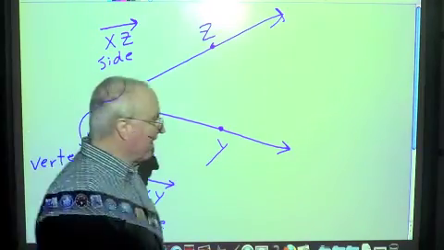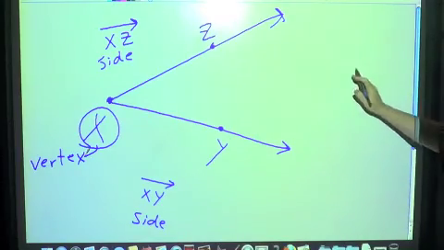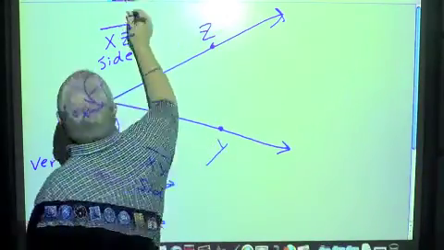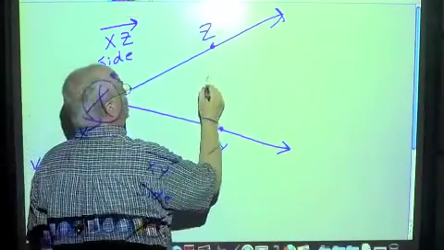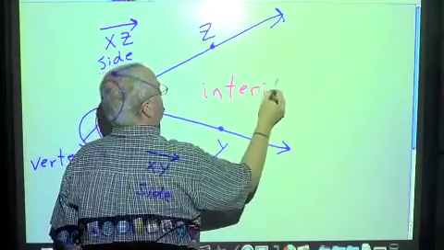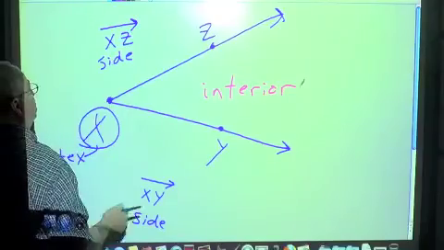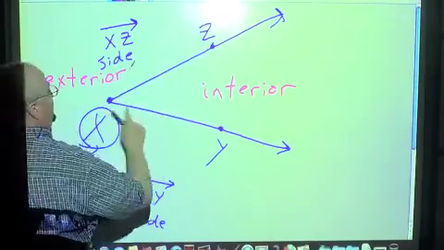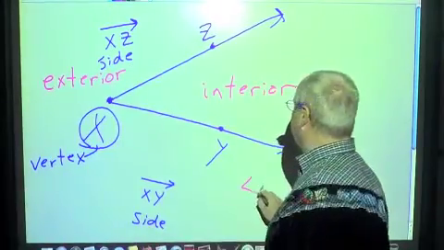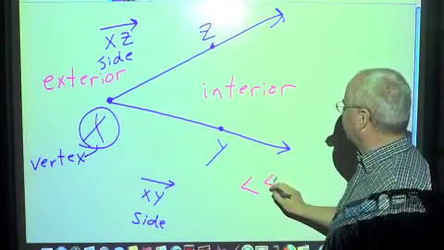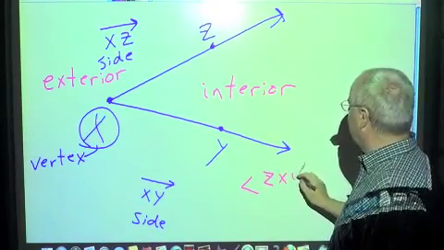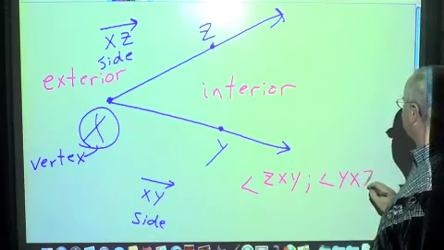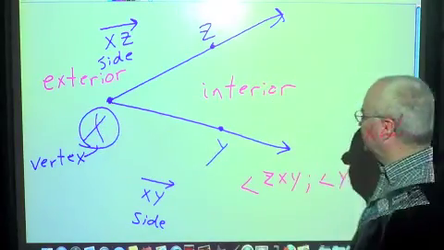Now, an angle divides a plane into three parts. An angle lies in a plane. Angle always lies inside of one plane. Angle is always going to have an inside, which we call the interior. It has an outside, which is called the exterior. And then there is the angle itself. And this angle is known as angle ZXY. We could also call it angle YXZ. Notice that this vertex is always in the center.